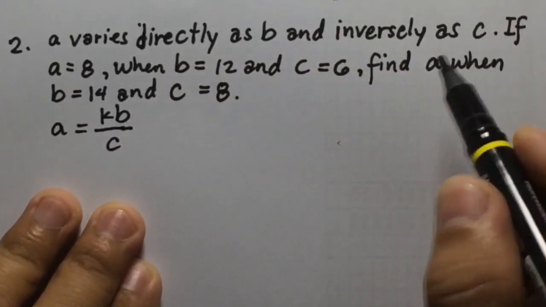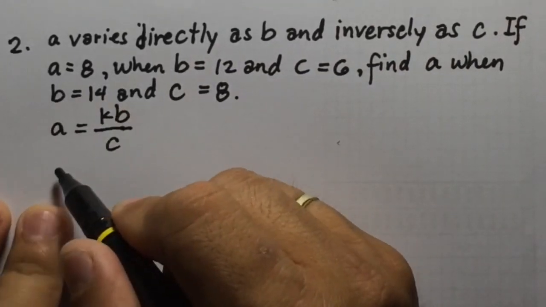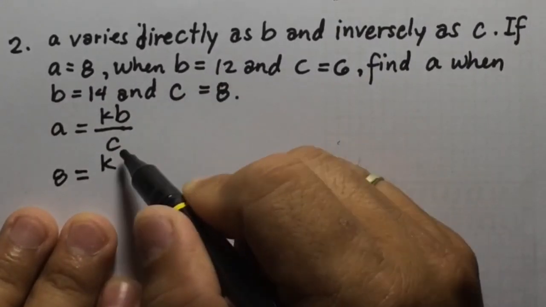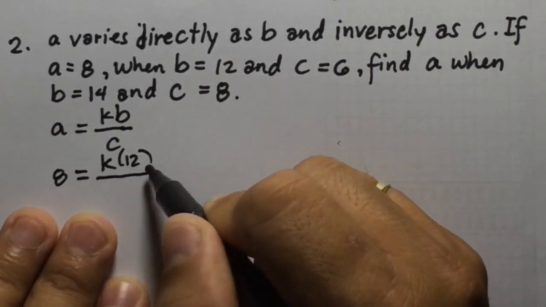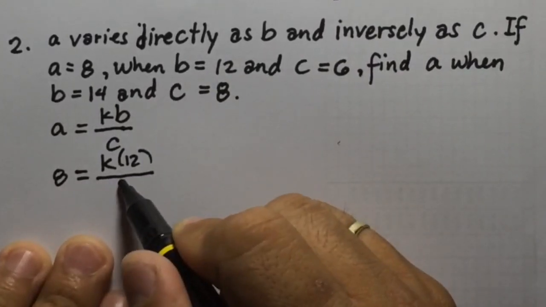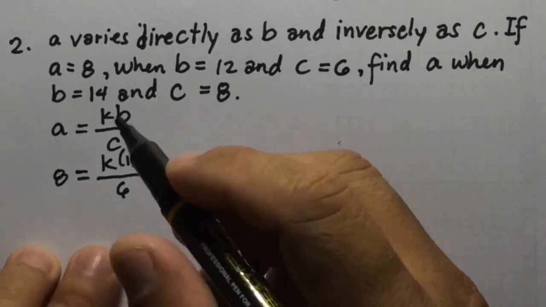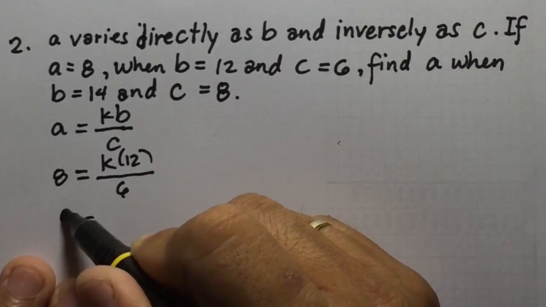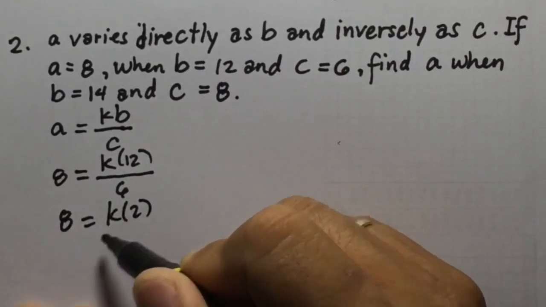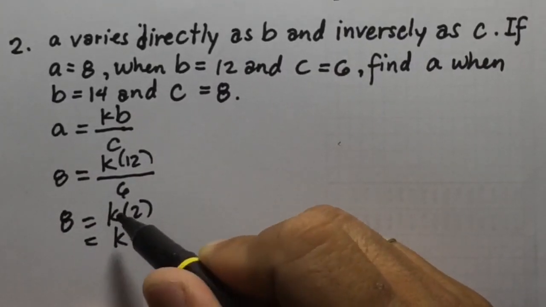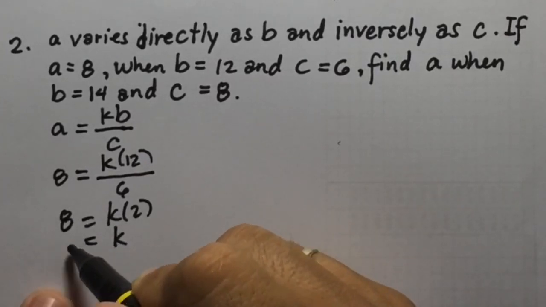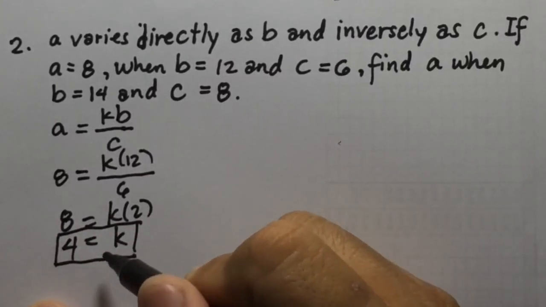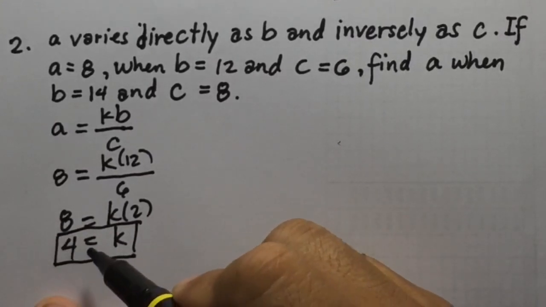Then substituting the given values here, a equals 8. Then equals k times b, which is 12, then over c, which is 6. Then 12 over 6 is 2. So we're going to have here 8 equals k times 2. And finding the value of k, k here would be equal to 8 divided by 2, and that will be 4. So the constant of variation, or k, is equal to 4.